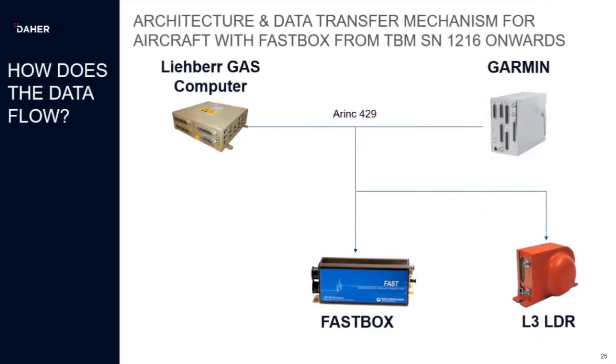Here's a quick overview of the architecture and the data transfer mechanism from aircraft serial number 1216 on forward. Environmental information comes from the gas computer, or global air system computer, and all other flight data comes from the Garmin avionics units. This information is fed through an ARINC 429 bus to the Fastbox and in parallel to the L3 LDR, or Light Data Recorder, also known as the Flight Data Recorder.